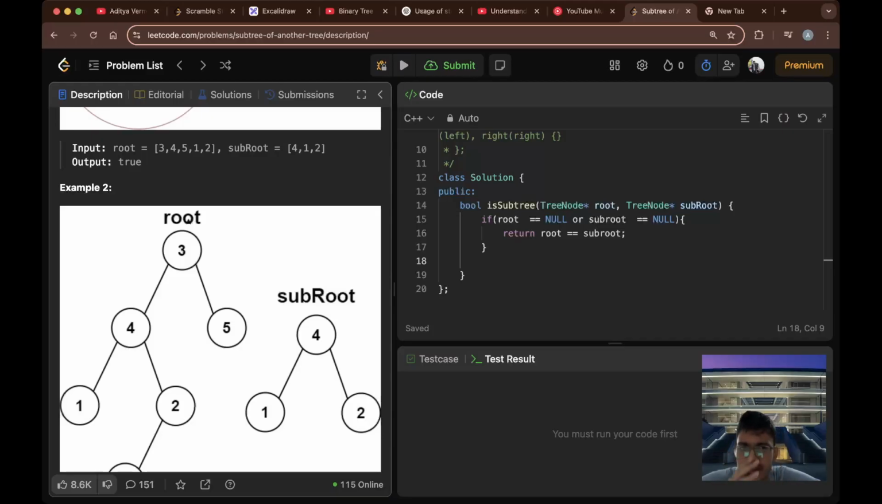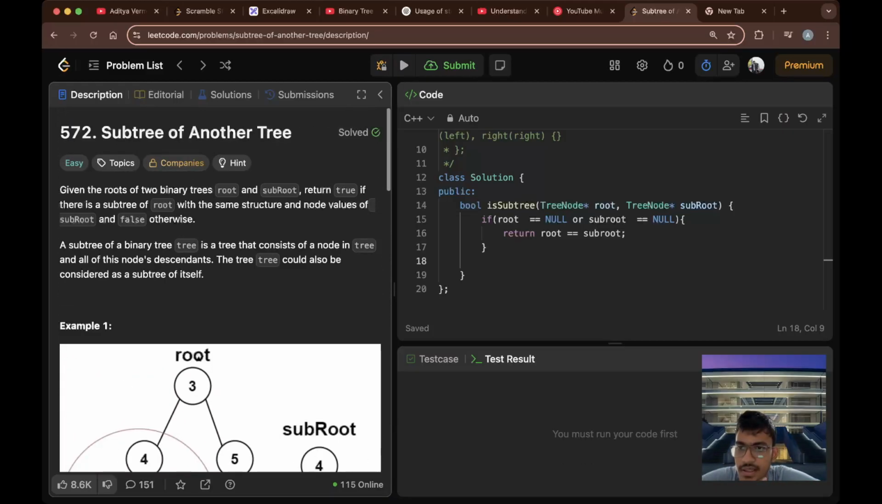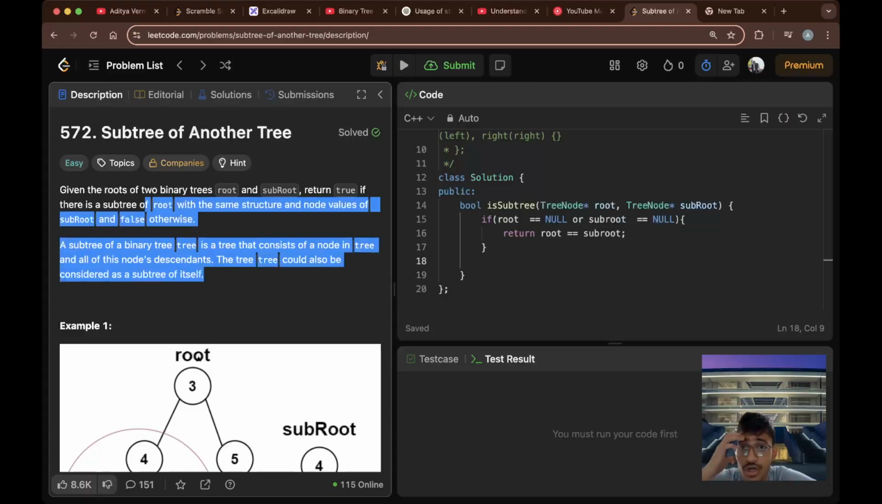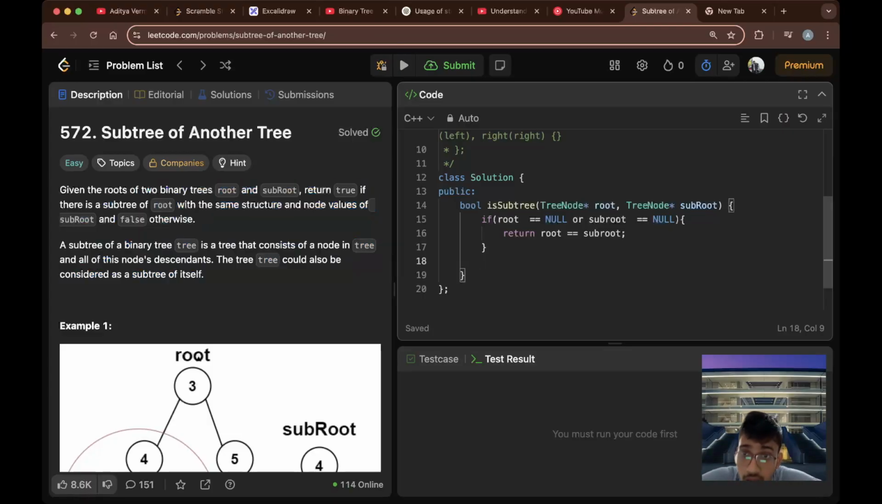Okay, null cannot be a subroot. There is no place written that the null can be a subroot, so it is false. Okay. Let's move on to how to solve the left part and the right part. Let us think of that.